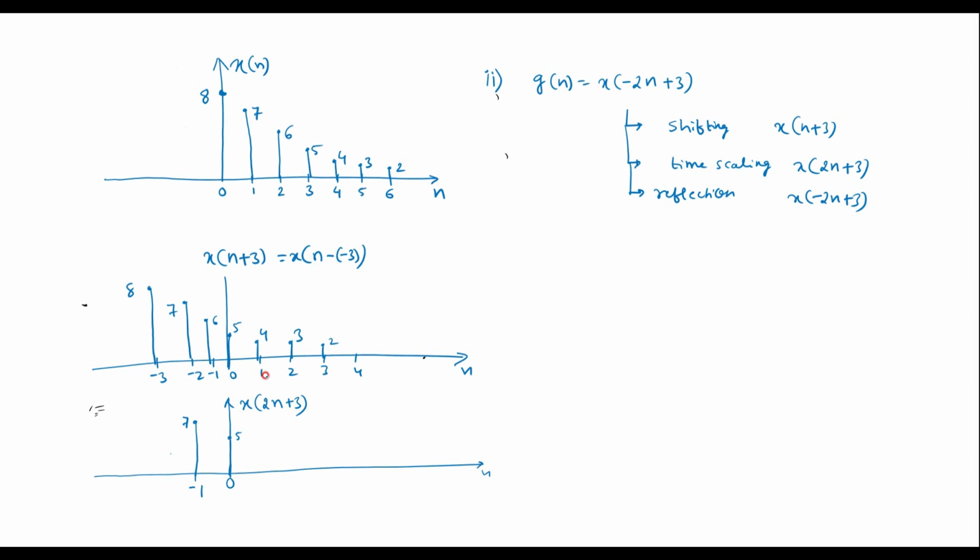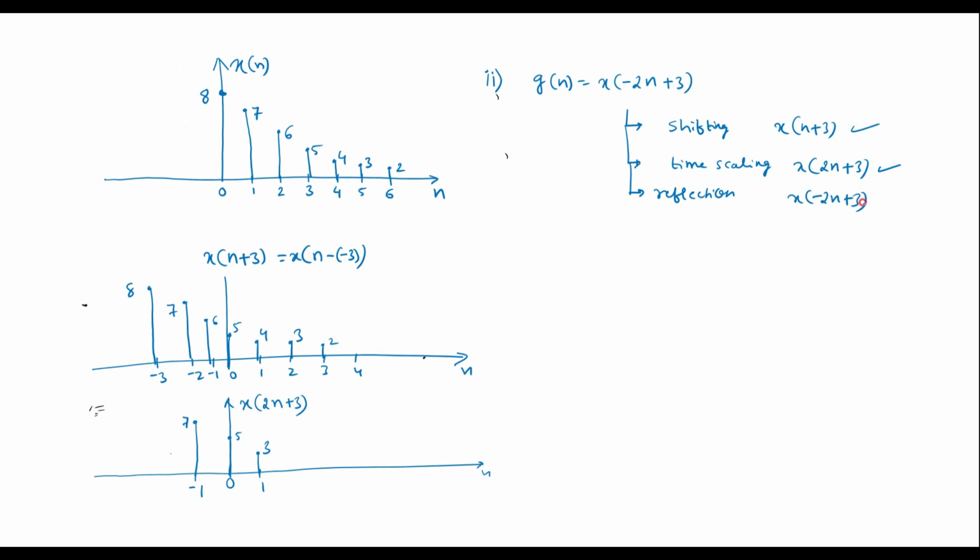Now on right side 1 divided by 2, it will be 0.5. That we have to ignore. It will lose this sample. Then at n equal to 2, 2 by 2 is 1. So at 1 this signal will appear, that is 3. And here onwards all the values will be 0. So this is x of 2n plus 3.